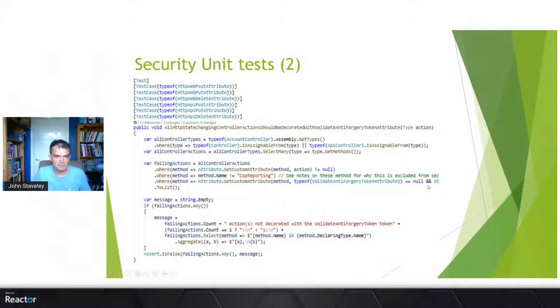So here's another example. All these are in the code on GitHub that I'll share at the end of the presentation. It says for each of these web POST, PUT, DELETE, it checks that all HTTP state change and control actions should be decorated with valid anti-forgery tokens. And if they aren't, it will fail that build. So yeah, it's a pretty excellent check for making sure anti-forgery tokens are present.